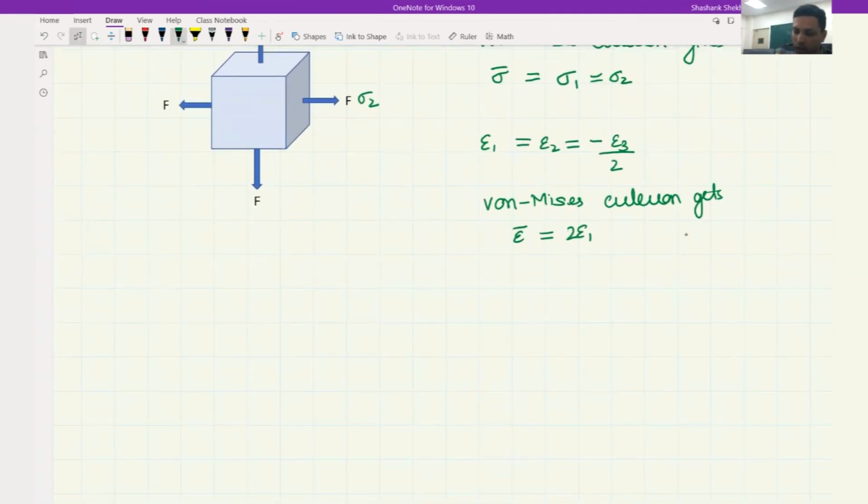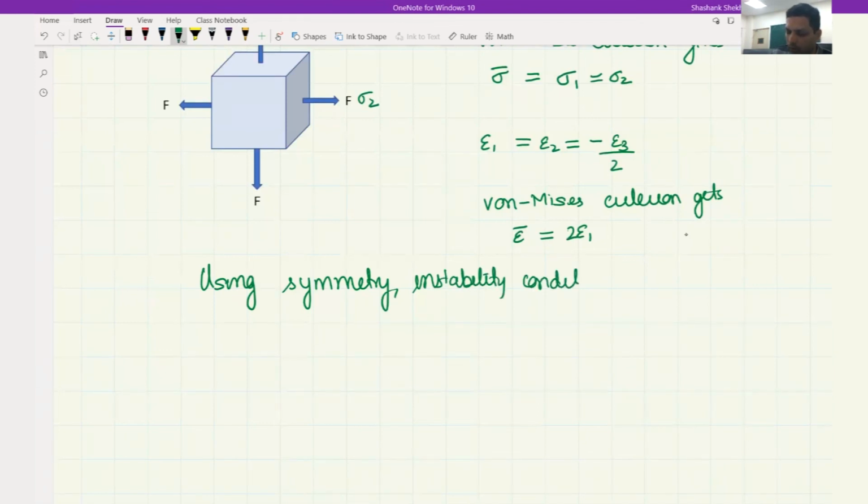Now using symmetry, we can apply the instability condition on any of the forces or direction.